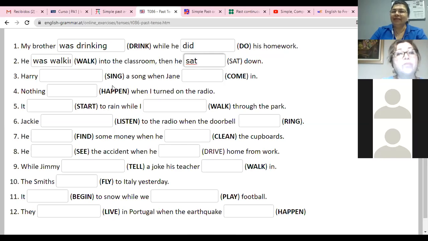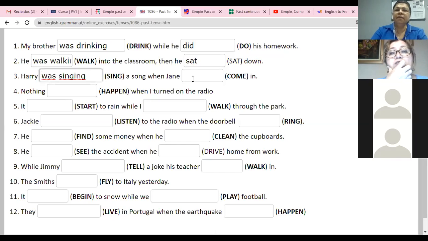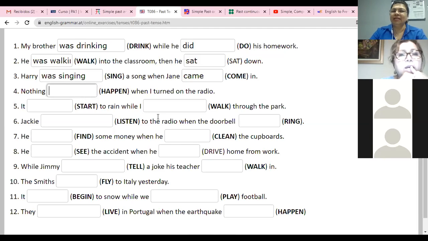All right. Sat down. The thing is that supposedly here we have the present, but they place here the past. Okay. Yes. Harry was singing. Okay. Harry was singing a song when Jane came in. Very good. Okay. Came in. Nothing was happening. Nothing was happening or nothing happened? That was happening, right? Because was happening. Okay.